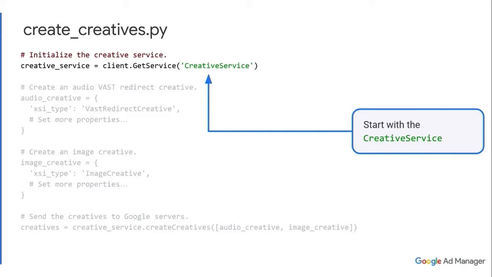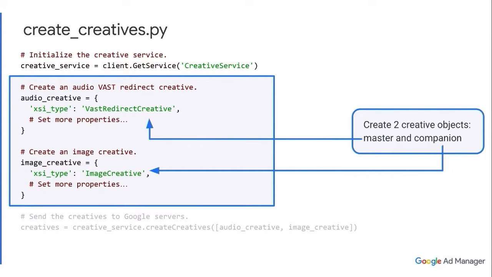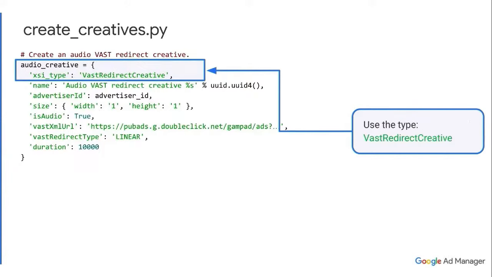I'm showing you a snippet from the Create Creatives example from GitHub that starts with initializing the creative service. Using the same creative service instance, you can create both the audio creative and the banner. First, let's take a closer look at how to create an audio creative.